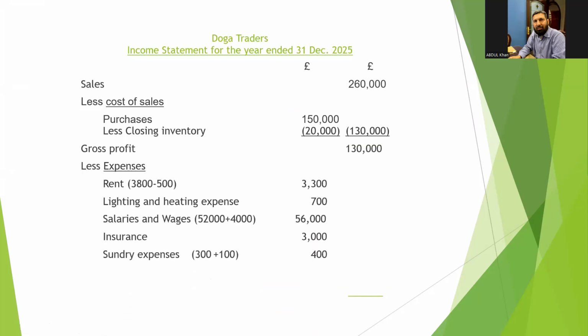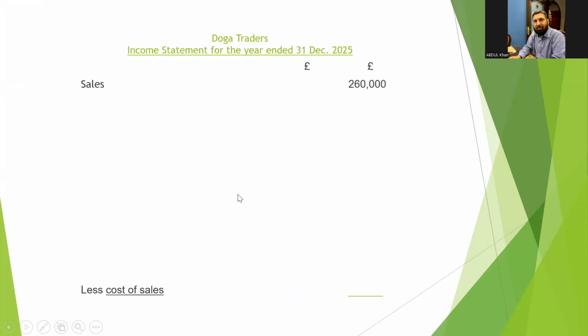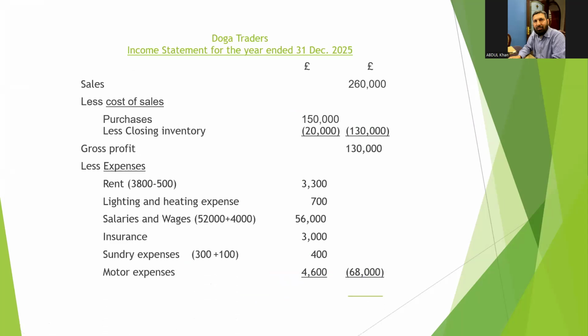So like this, 400. And then motor expenses, from where did you get motor expense? Motor expense is given here. This is also your expense, 4,600. So there is no adjustment, you will write directly 4,600. So when you have written all the expenses, simply you have to add them, and then remember you have to write underneath, parallel to here. You will draw an underline here, and then you will total all these figures. You have to total it, and then write it down here.